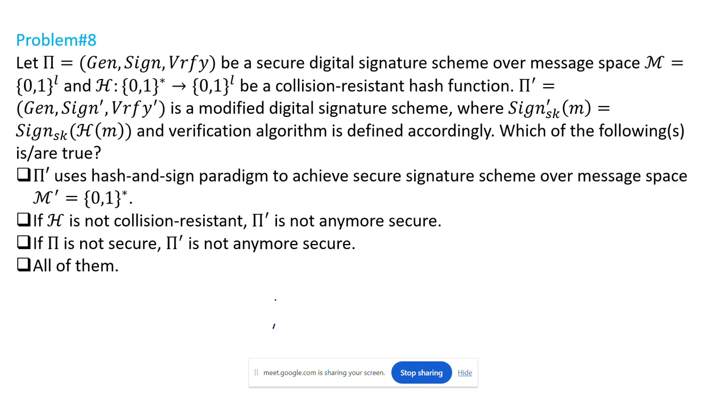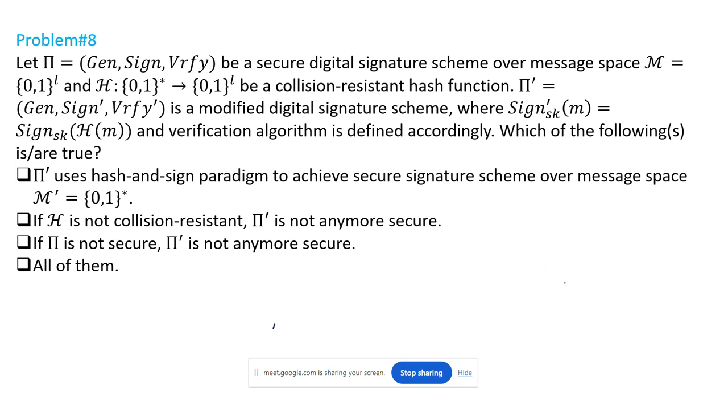So what is your answer? Anyone? Answer is all of them basically. Why?